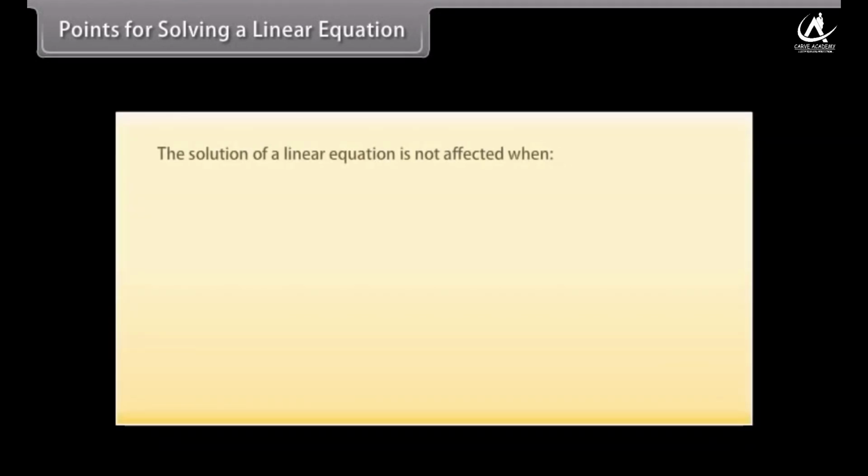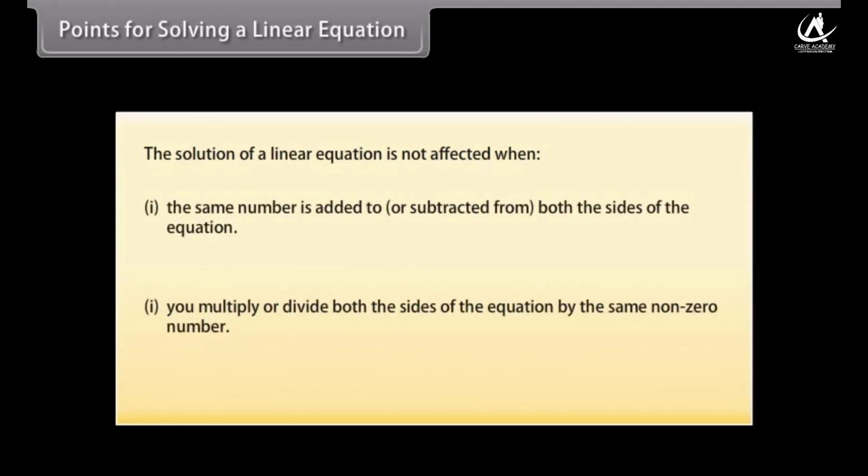Points for solving a linear equation. While solving an equation, you must always keep these points in mind. The solution of a linear equation is not affected when the same number is added to or subtracted from both the sides of the equation. You multiply or divide both the sides of the equation by the same non-zero number.